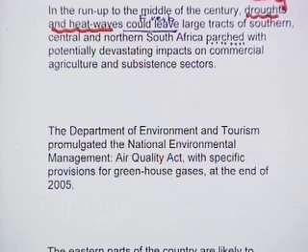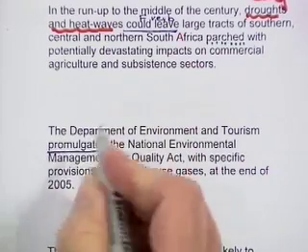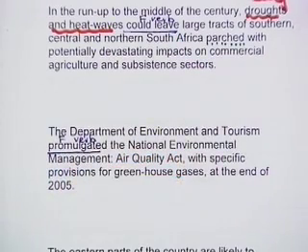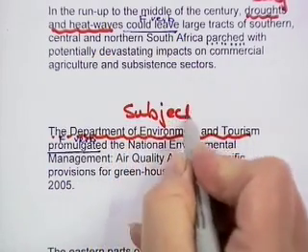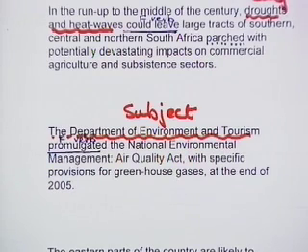Let's do one more example. The Department of Environment and Tourism promulgated the National Environmental Management Air Quality Act with specific provisions for greenhouse gases at the end of 2005. Once again, you are looking for your finite verb. Sort of close to the beginning of the sentence. The Department of Environment and Tourism, there it is. Promulgated. There it is, finite verb. One word here. How do we find the subject of a verb? You say who or what before the verb. Who or what promulgated? Answer, the Department of Environment and Tourism. That's your subject. So again, one subject, one finite verb, it's a simple sentence.